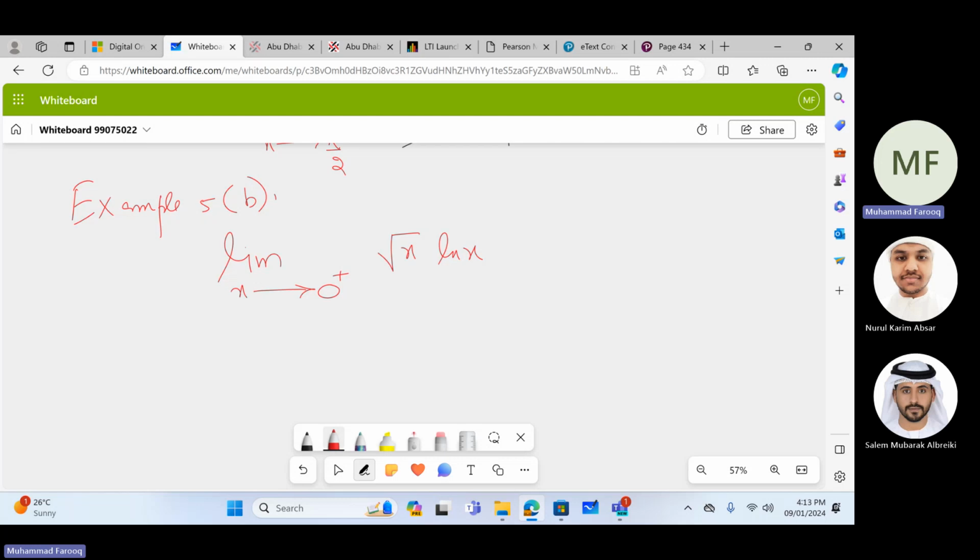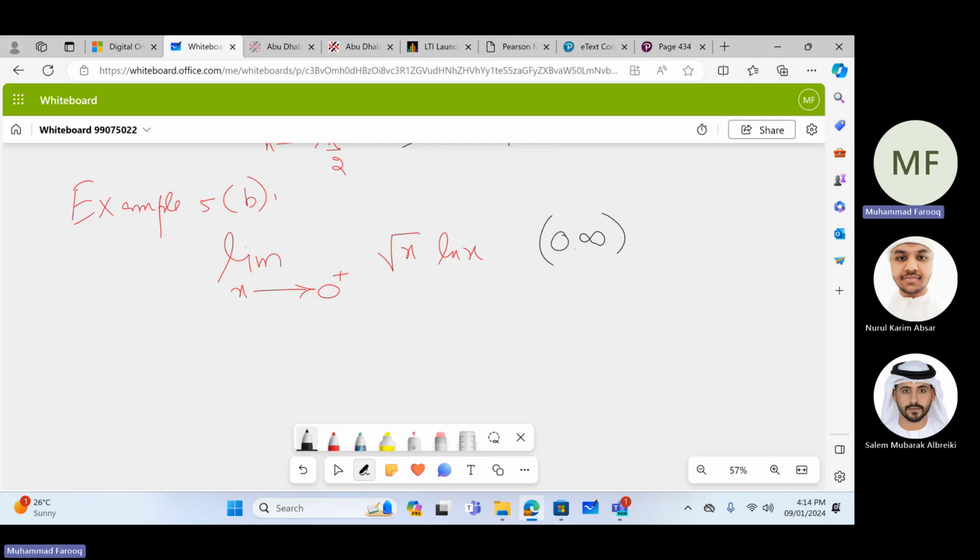Okay, good. Step 1, make direct substitution and tell me, are we getting any indeterminate form? Which form are we getting when we substitute directly, please? 0 times infinity. Yes, you're right. Square root 0 is 0. What is ln 0? Not 1, it's infinity. Negative infinity, yes, you can write. So basically it is 0 times infinity.